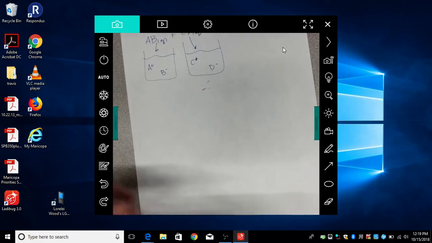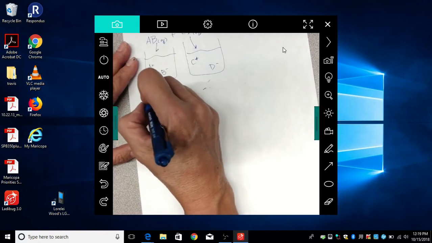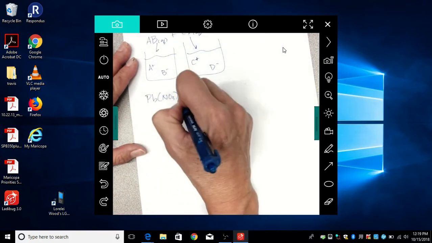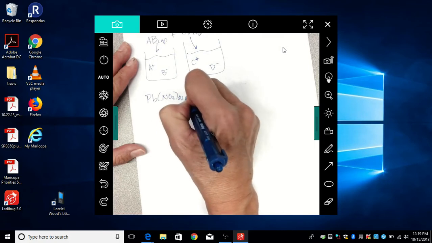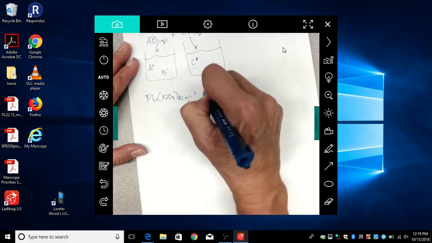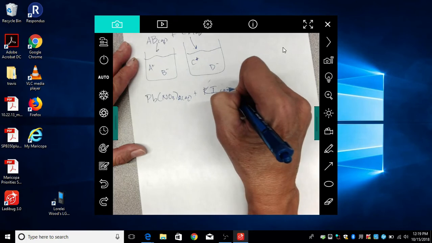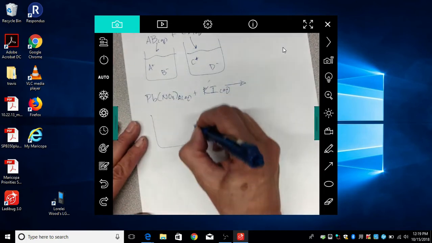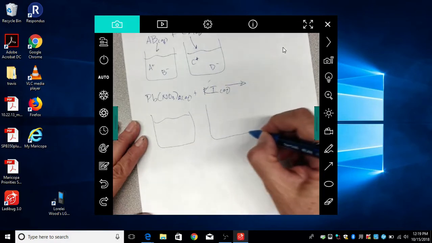This pen is leaking all over me. All right, so let's do some real life chemicals. Here's a very famous reaction: lead nitrate in aqueous solution plus potassium iodide, also in aqueous solution. All right, put these things into perspective, and this is the lab that you actually do.